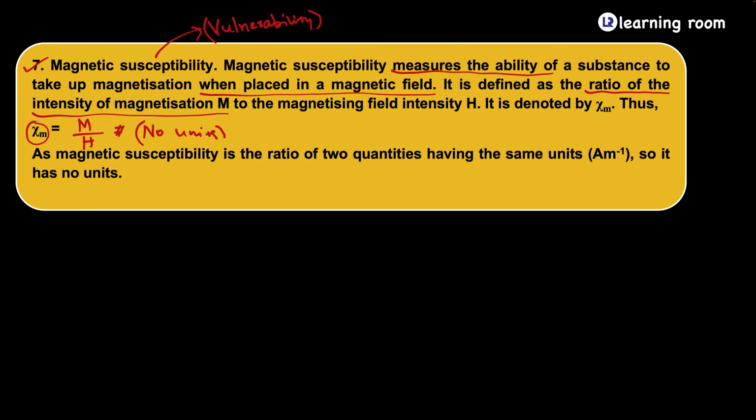This symbol is called chi, which is a Greek letter. It is represented with the symbol chi. So I write it as chi with subscript M.